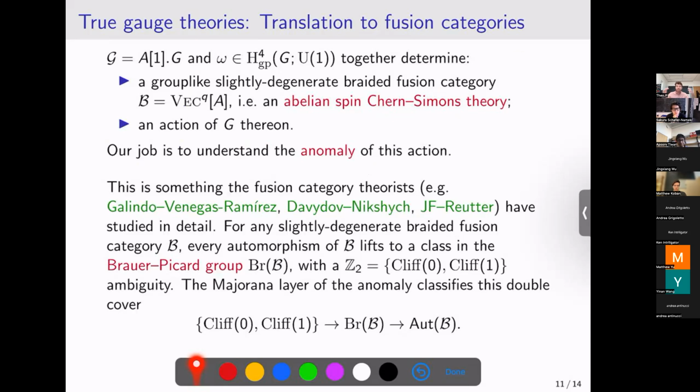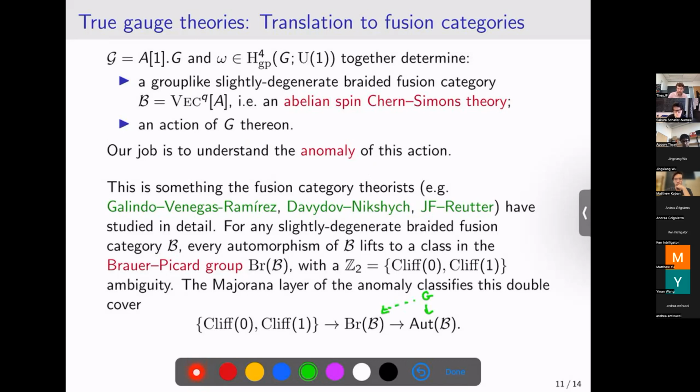And all the input information I've given you can be rearranged into the data of a slightly degenerate braided fusion category with an action of my group. And now it's a problem in fusion category theory. The problem becomes: work out what the anomaly of this action is, or at least work out the Majorana layer of the anomaly of this action. This is something that in the last few years we've gotten pretty good technology to do in the fusion category literature. Very briefly, you start getting into higher algebra. In general, there's the automorphism group of your fusion category. There's something called the Brauer or maybe the Picard group, depending on who you are. Those words mean the same thing, so I just called it the Brauer-Picard group. Really what I care about is I have a group mapping to it, and the Majorana layer is the obstruction to this lifting problem.